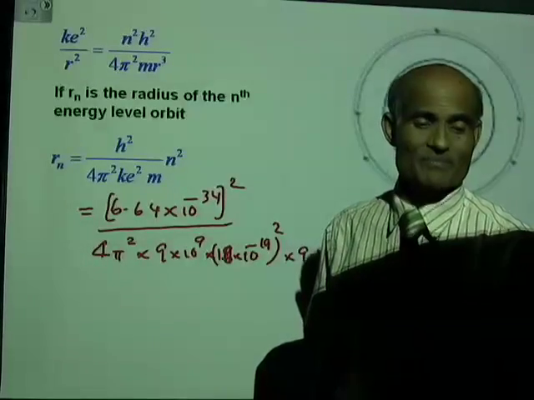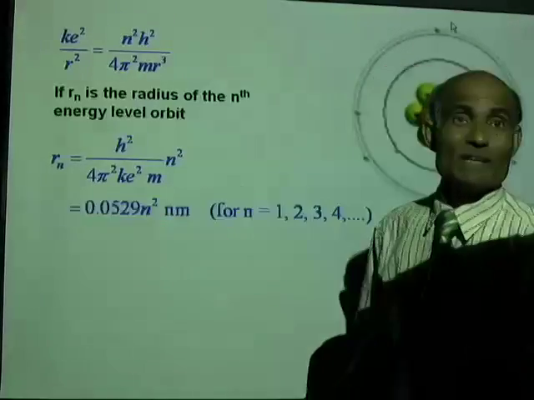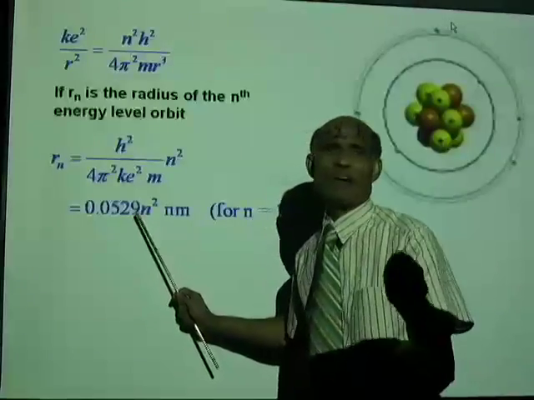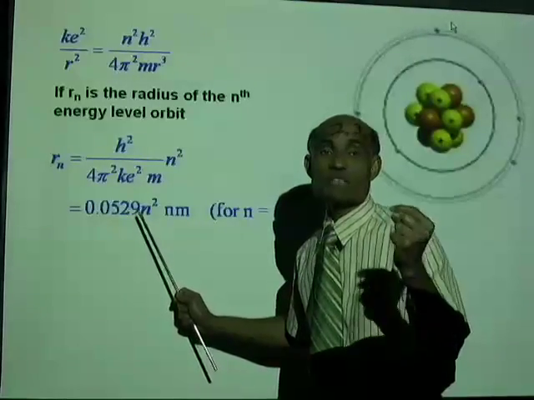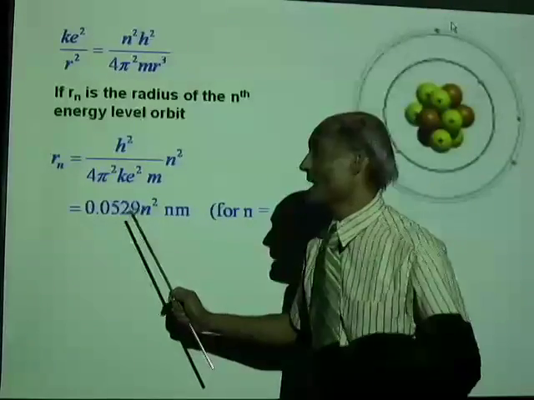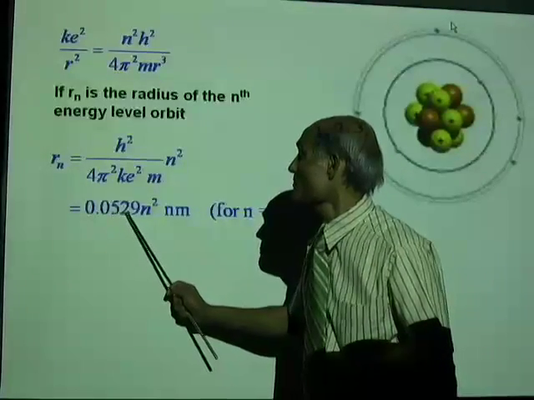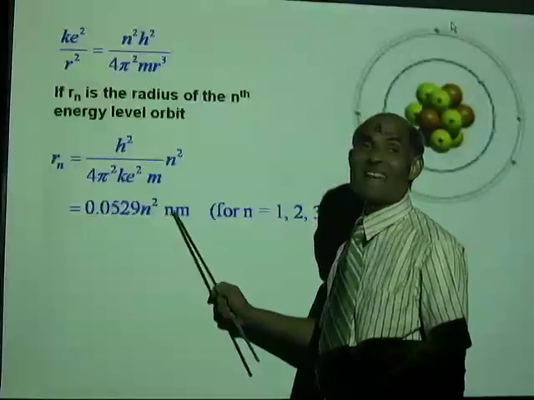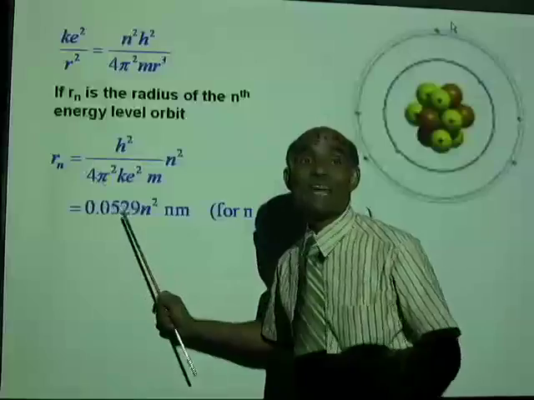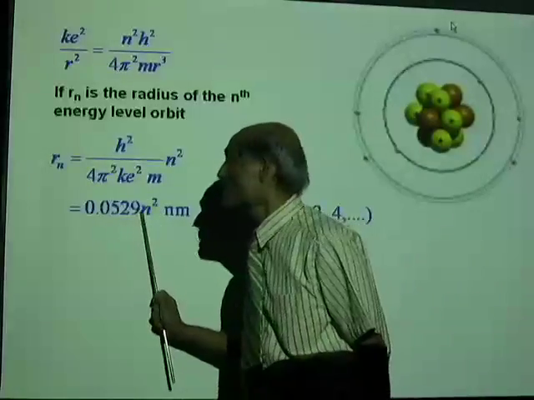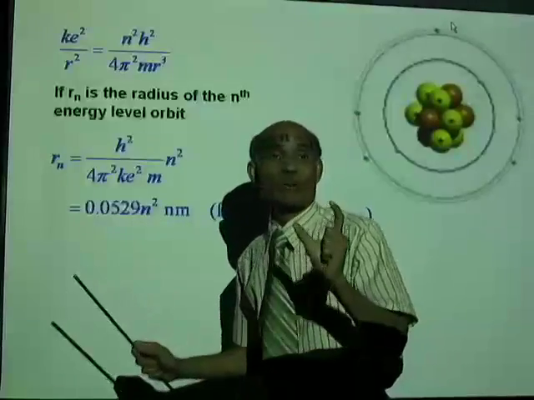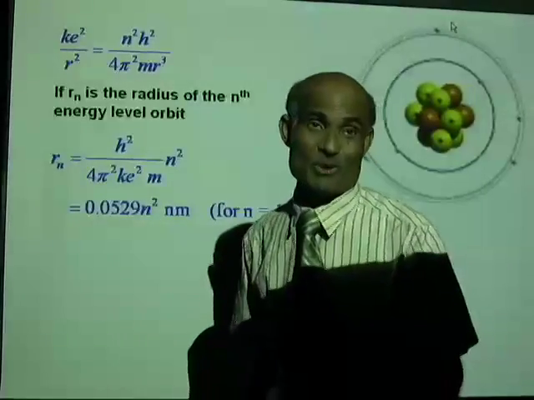Well, did you get it as 5.29 or 5.3 times 10 to the negative 11 meter? And that will be 0.0529 n squared nanometer. And that is the radius of the nth orbit. If you put n equal to 1, you get the radius of the first orbit. n equal to 2 will give you the radius of the second orbit, and so on.